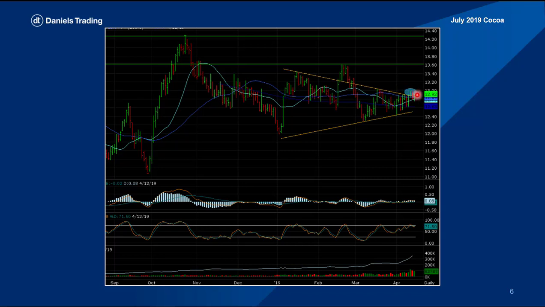So if it doesn't take out this session high, I'd like to see the market pull back to these moving averages and then turn around and head back higher, break out with the indicators following right along.